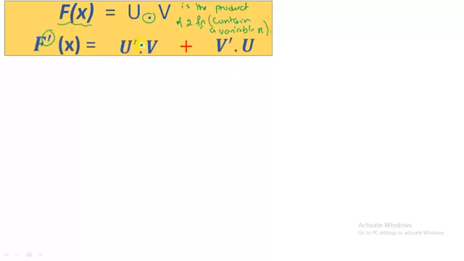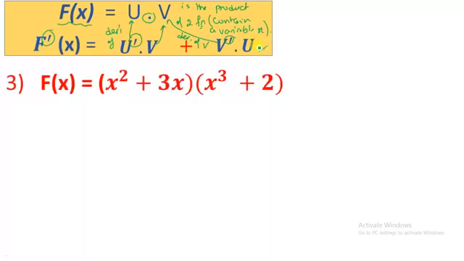Now, if I have again f of x equals u times v, then the derivative f prime of x equals u prime v plus v prime u, where u prime is the derivative of the first function u multiplied by v itself, plus v prime. What is v prime? It is the derivative of v multiplied by the first function, which is u. Let's see the example.